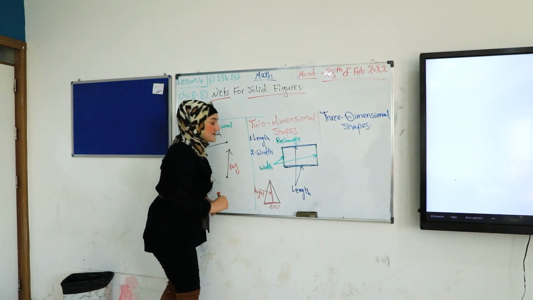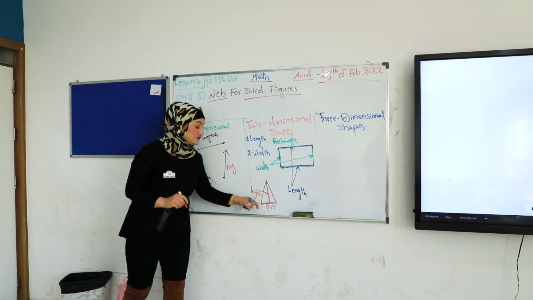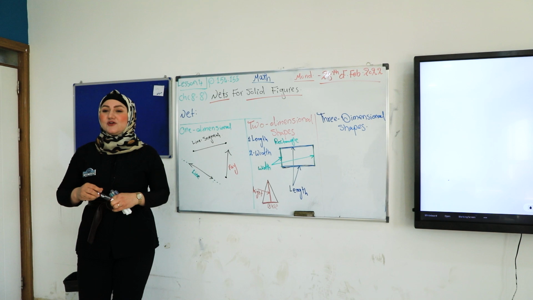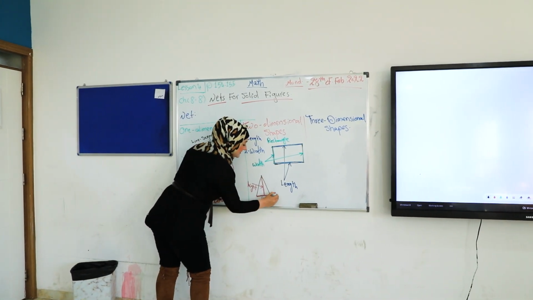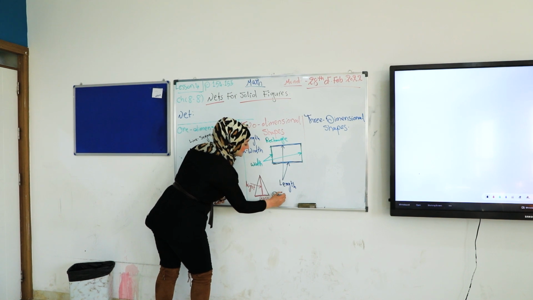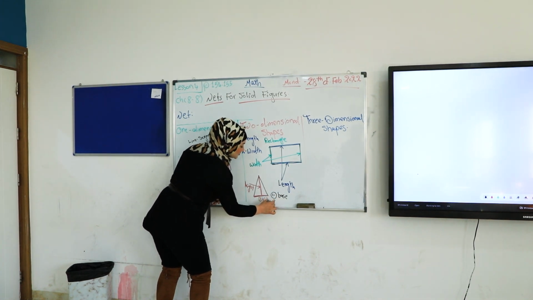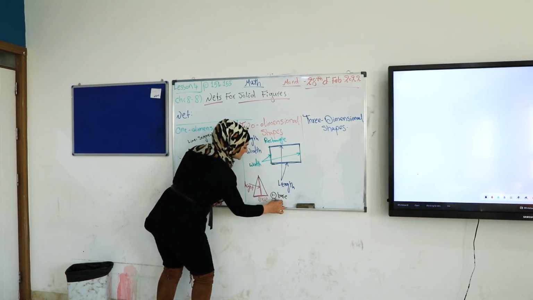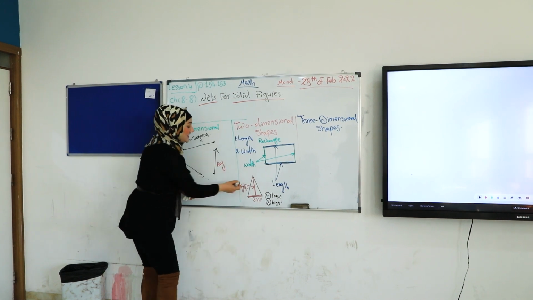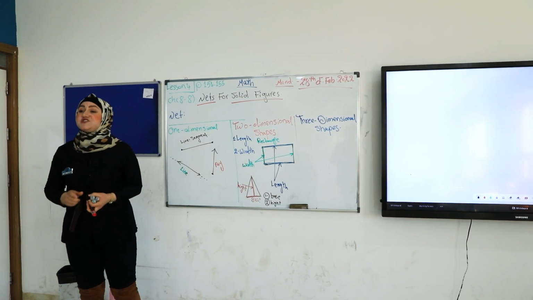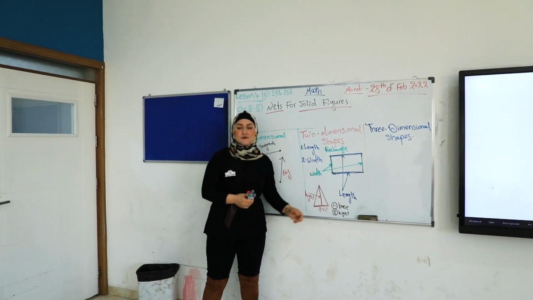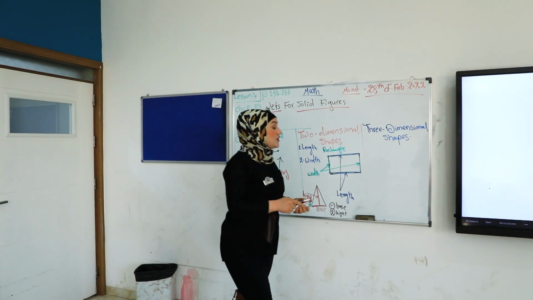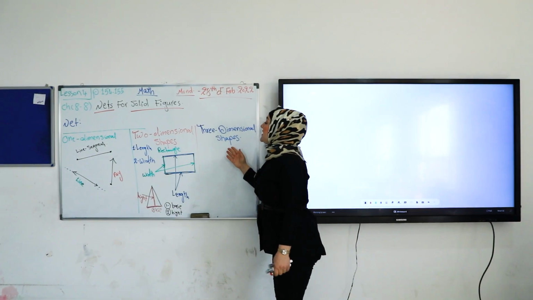Okay. How many dimensions could you find in here? Two dimensions. The first one is base. The second one is height. Could we call it a solid figure or shape? Why is it a shape? Because of having 2 dimensions. Very good. Let's go to the third part.